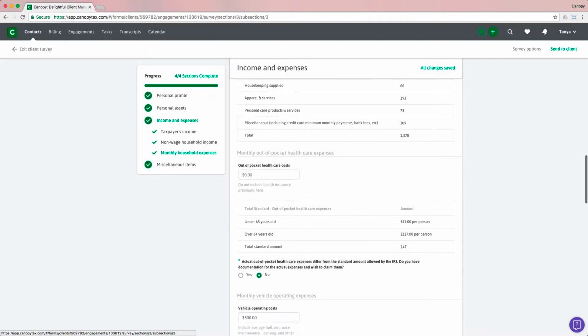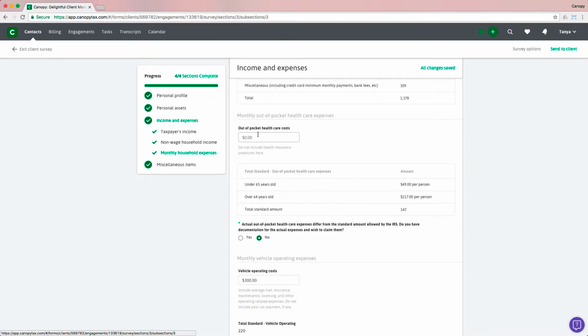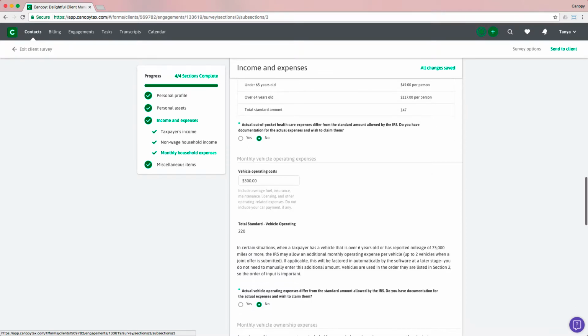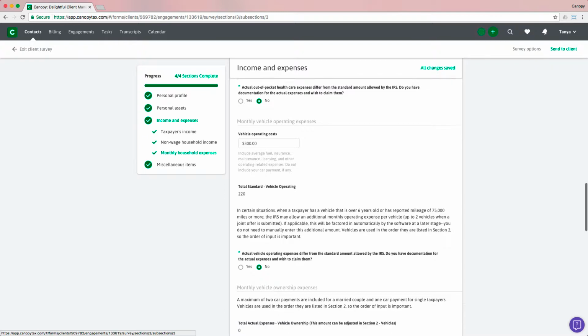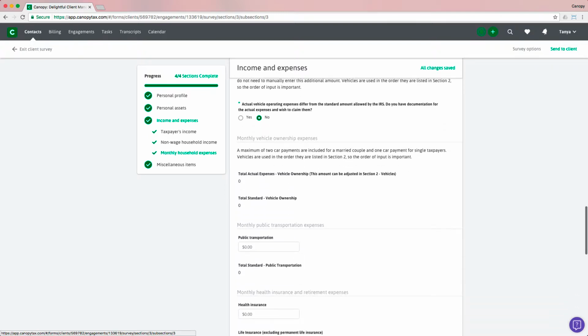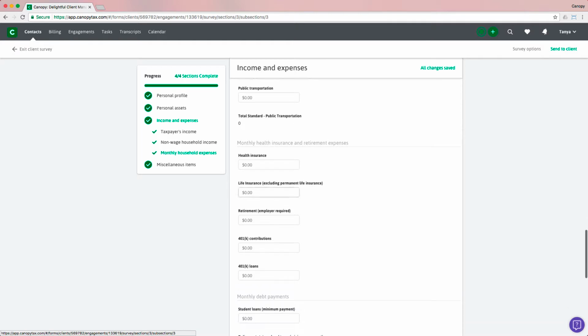For the healthcare costs, this is actually a unique one because he's spending nothing out of pocket, but he's going to go ahead and be able to use the $49 per person standard times 3 people in his household. And the last one, as we talk about the operating costs, it's an older vehicle. It's costing him a little bit more as time goes on. In this case, he's just going to use the standard amount because the $220 is what he gets. So those are going to be how we work this out on the forms. All the rest of these items, you'll see zeros all the way down.